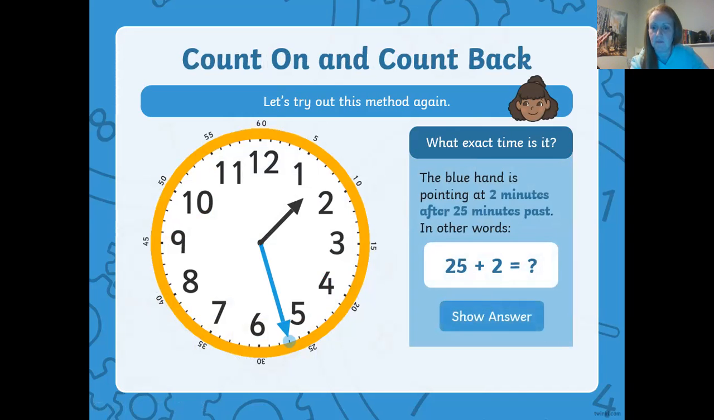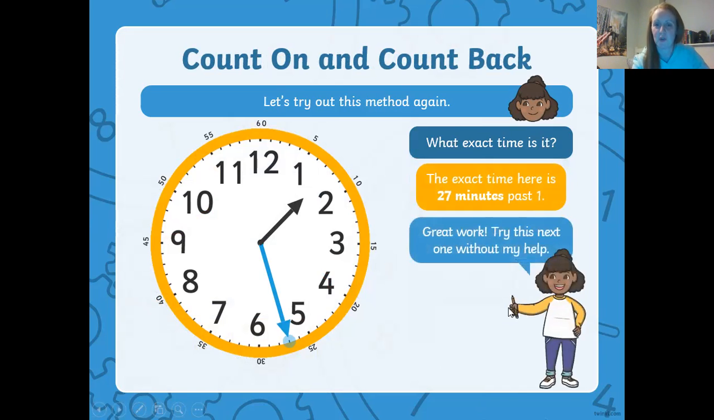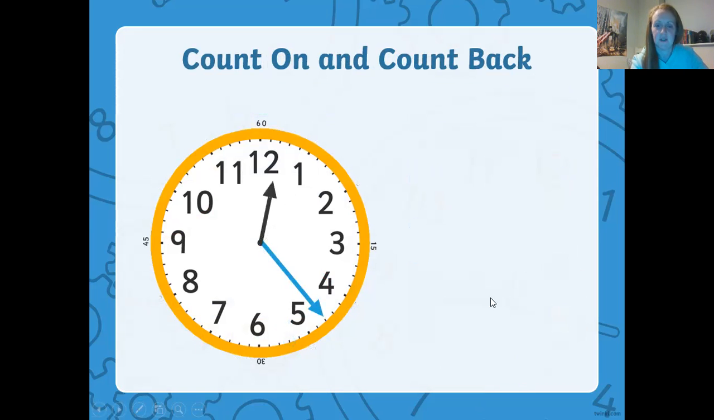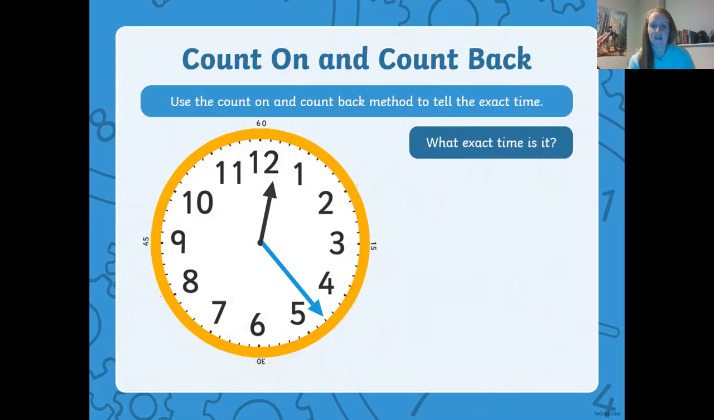See if we got it right. They did it the opposite way to me that time. They went to 25 past. 27 minutes past 1, or 1:27. Well done if you got that right. Okay, have a go at this one again. What exact time is it? Have a little go. See if you can figure it out. Remember to use what you know, counting in 5s, and then counting on or counting back.